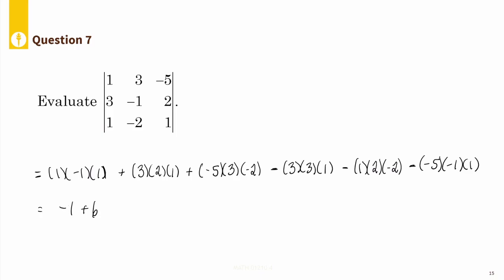-1 plus 6 plus 30 minus 9 minus -4 minus 5. -1 and 6 is 5. And 30 is 35. Minus 9 is 26. Plus 4 is 30. Minus 5 is 25. Determinant's 25.